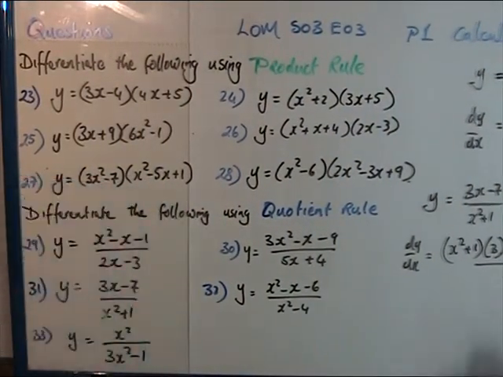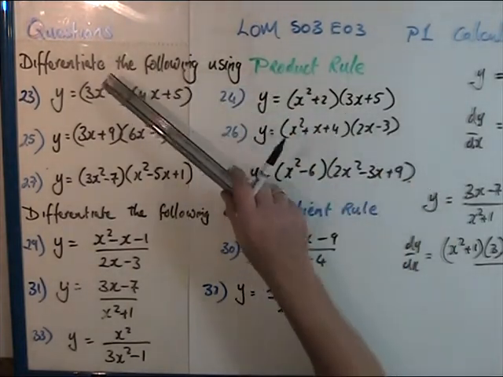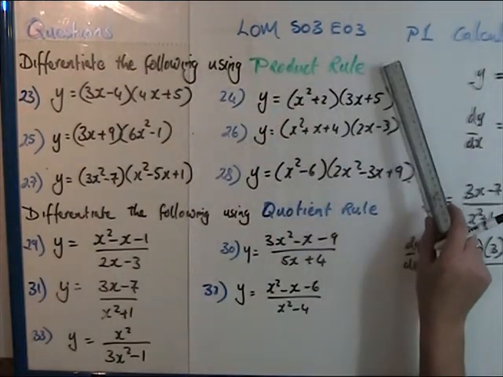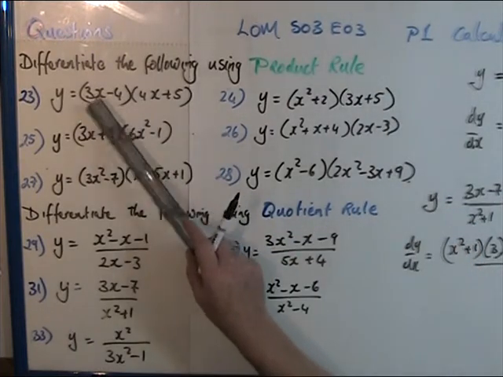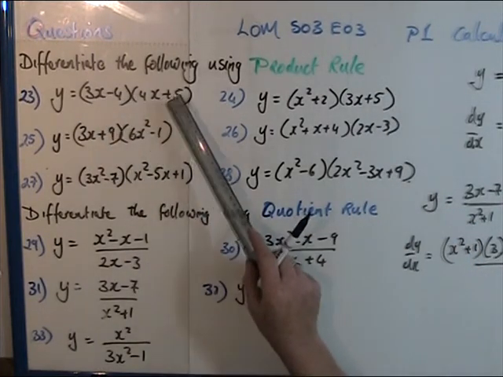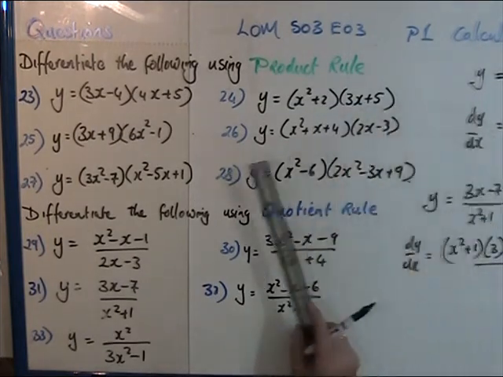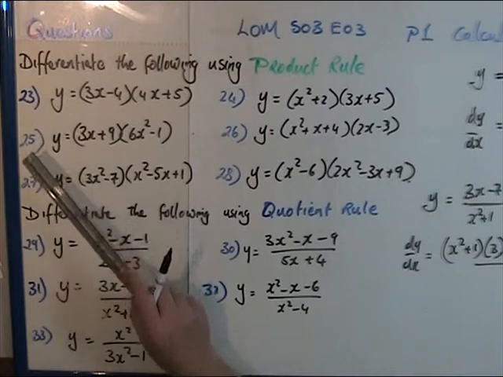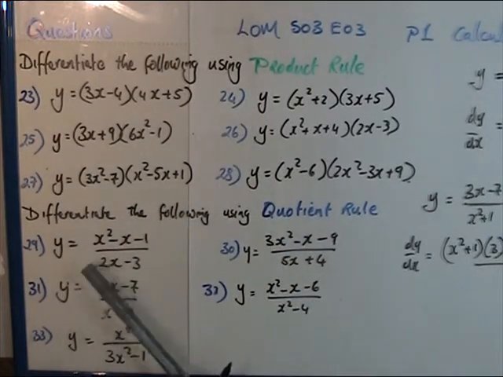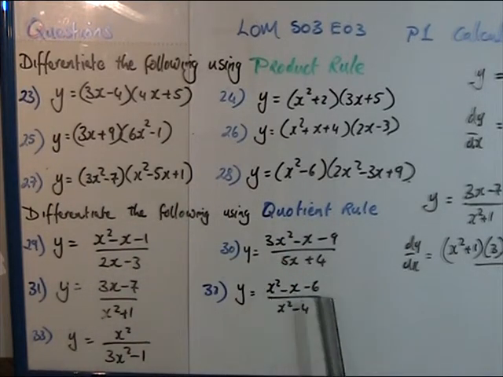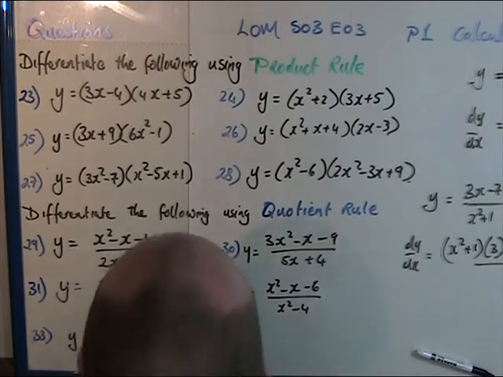I don't see any problems with reading out these questions anyway. Differentiate the following using the product rule: 3x minus 4 times 4x plus 5, x squared plus 2 times 3x plus 5. There's nothing really going wrong here. You got the numbers there, 28. You got quite a lot of questions, but it's practice. Everything seems okay there. Right, so here we go again to those questions. Champion.